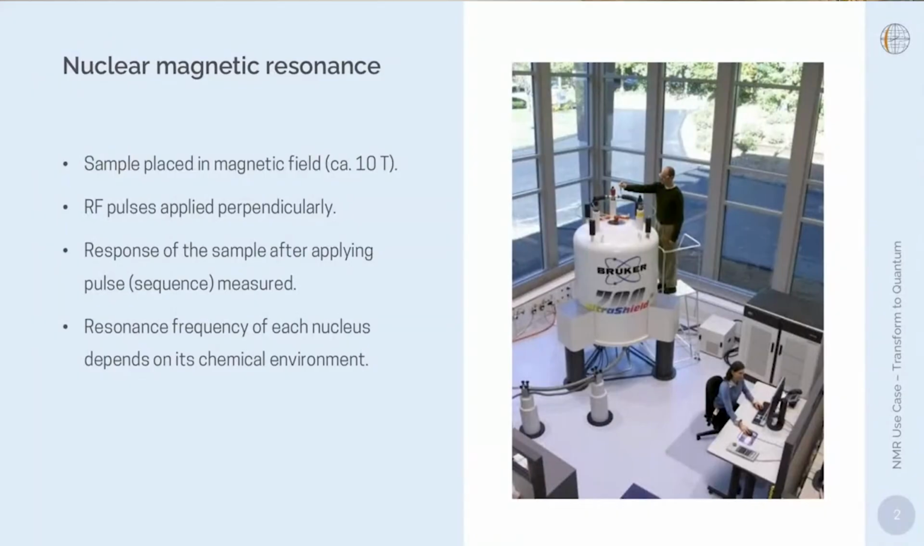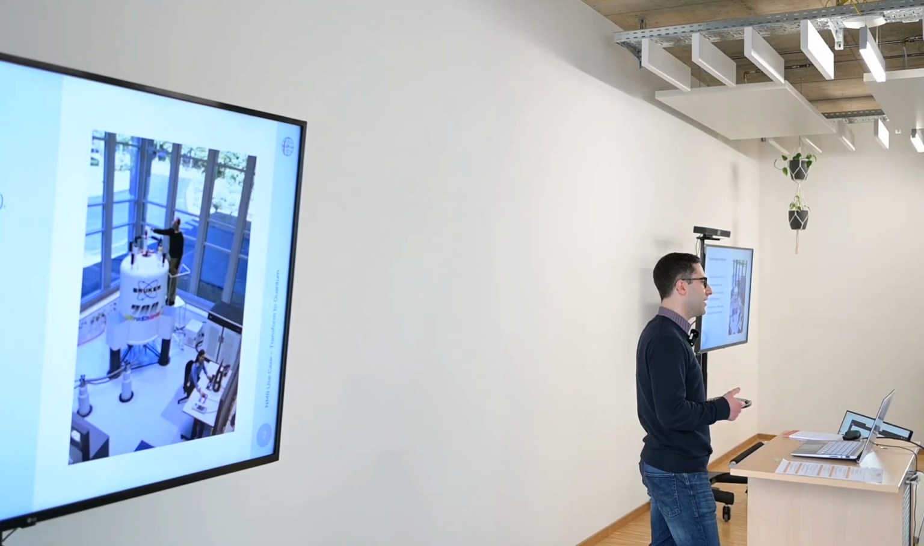The way it works is you take a sample and insert it, and in the spectrometer it is subjected to a very strong magnetic field. Typically the sample is diamagnetic, it has to be, and the nuclei align with the static magnetic field. Then you apply pulses in a perpendicular direction to the static magnetic field, which need to be in resonance with the energy required to flip the spins. And after applying the pulses, you measure the response.